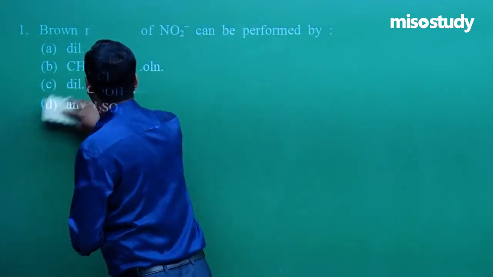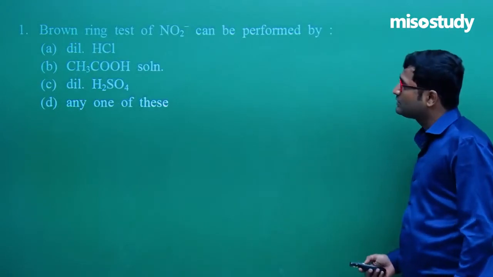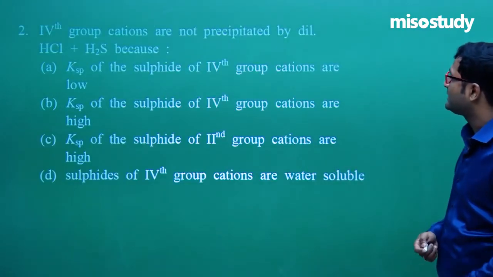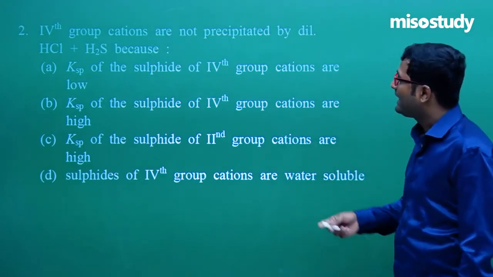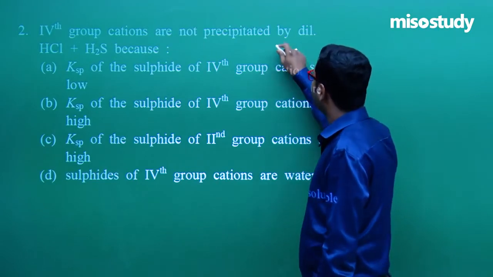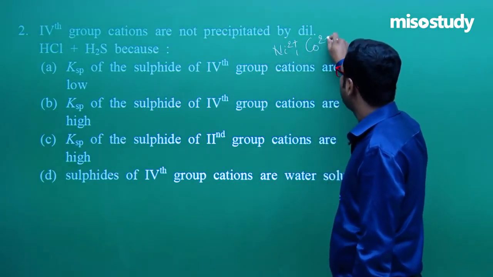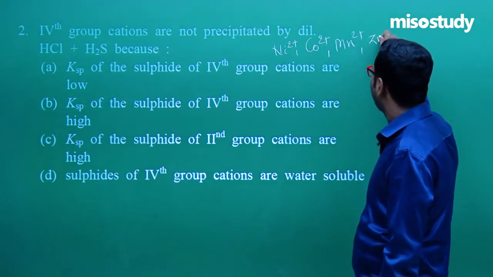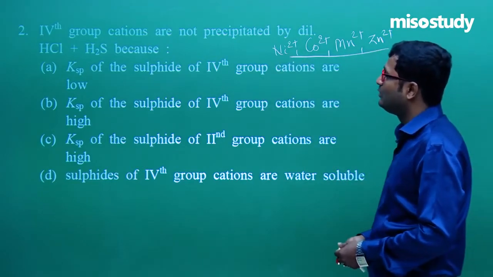Let's move to the next question. Now what is the next question? Check it out. Fourth group cations are not precipitated by dilute HCl and H2S. Why? As we know, fourth group cations contain Ni2 plus, Co2 plus, Mn2 plus and Zn2 plus. These fourth group cations are not precipitated by dilute HCl.